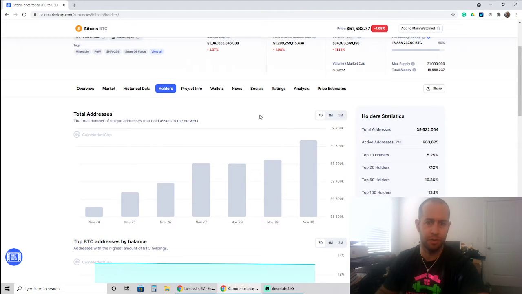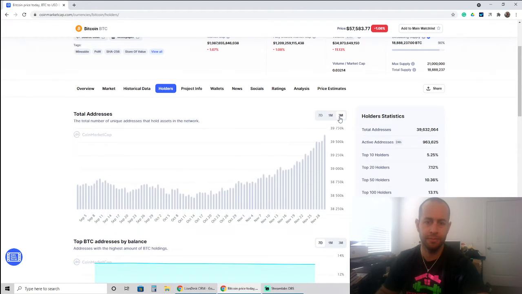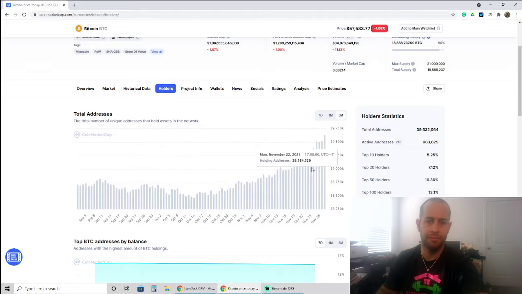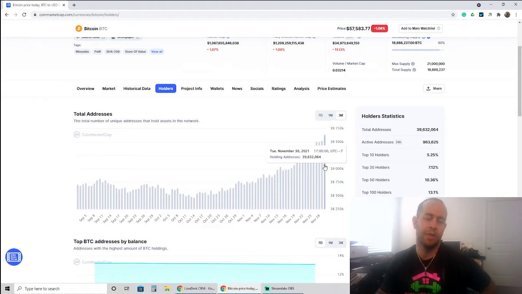Oh, here it is. Sorry. Okay, so I'm hovering over this Tuesday, November 30th. There's close to 40 million holding addresses, so individual addresses with any type of Bitcoin in there. It could be 0.0001. It could be a lot of Bitcoin.